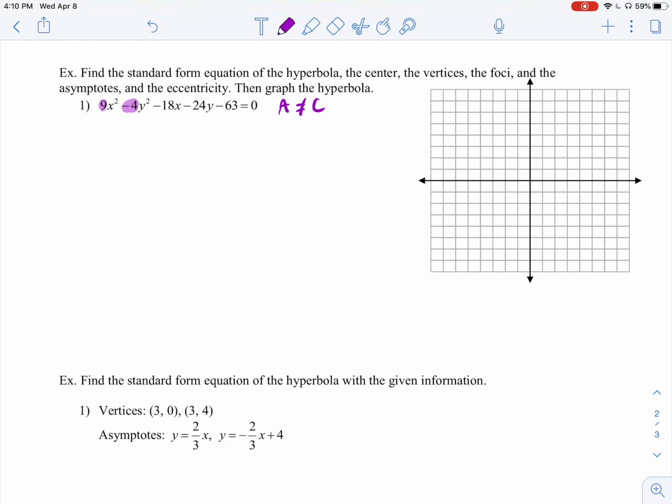The fact that the signs are different tells us right away that it's going to be a hyperbola. So I'm going to write that here. We have different signs. This tells us we're dealing with a hyperbola.